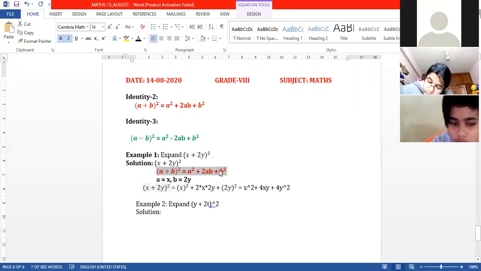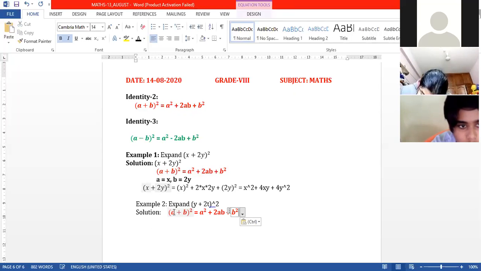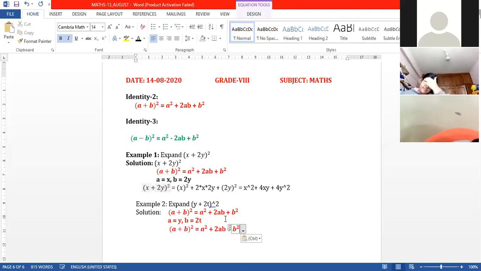A plus b whole square formula I want to apply here. Identity second. Now, students, you are observing here the value of a is y, the value of b is 2t. Note down. A is equal to y, comma, b is equal to 2t. This value I want to substitute in the given identity. In the place of A, I will write y. In the place of B, I will write 2t.